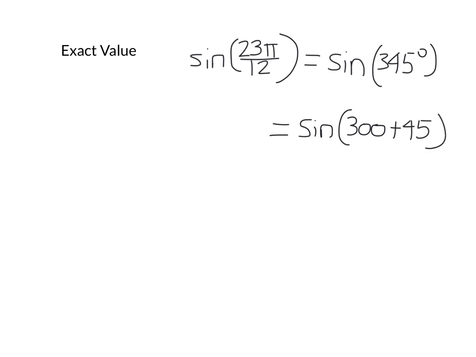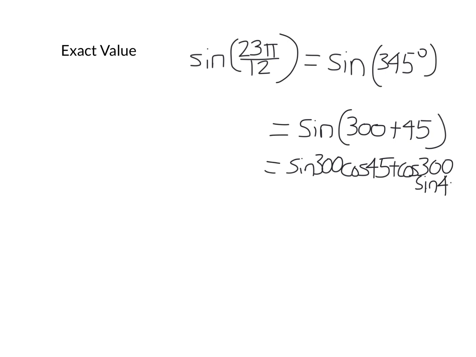So now we have an angle sum formula. When it comes to sine, it's sine of the first, cos of the second. For sine, if it's a plus in the brackets, it's a plus in between the two terms, and then it's going to be cos of the first times sine of the second.